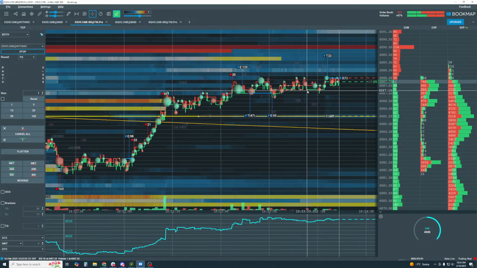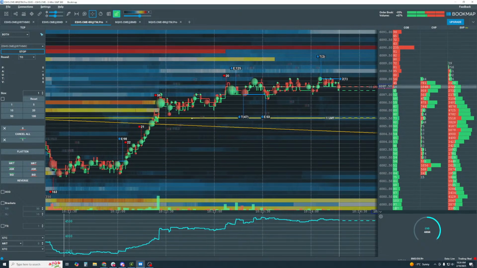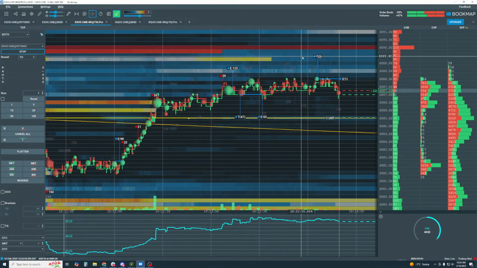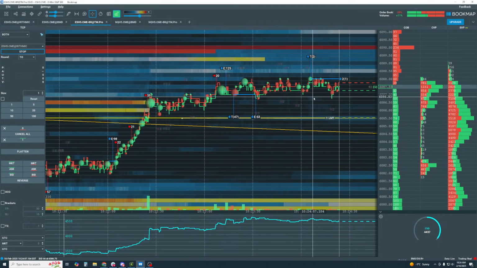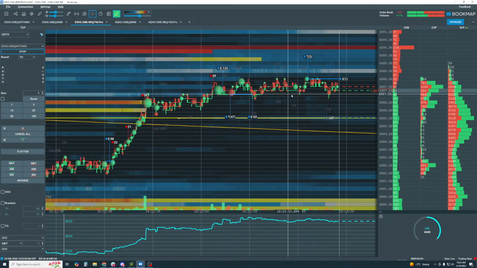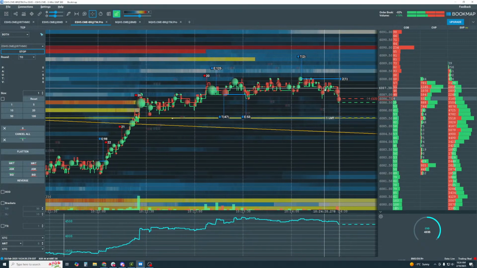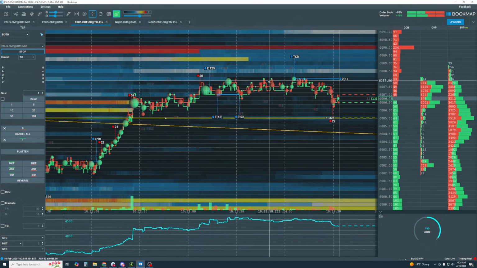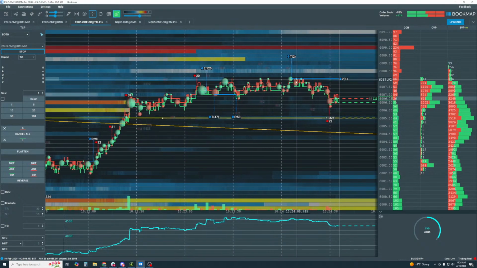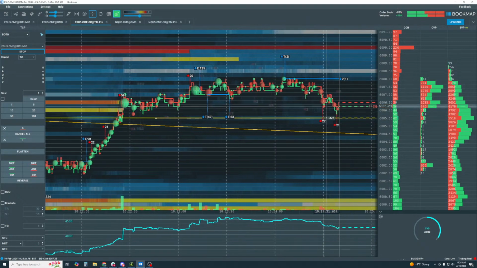You hear about this in auction market theory and market profile: it's time and acceptance at areas. Even if there's sellers at an area, sellers aren't gaining traction to move the market lower. So if we see exhaustion up in here, we're looking for those sellers to take it back down.